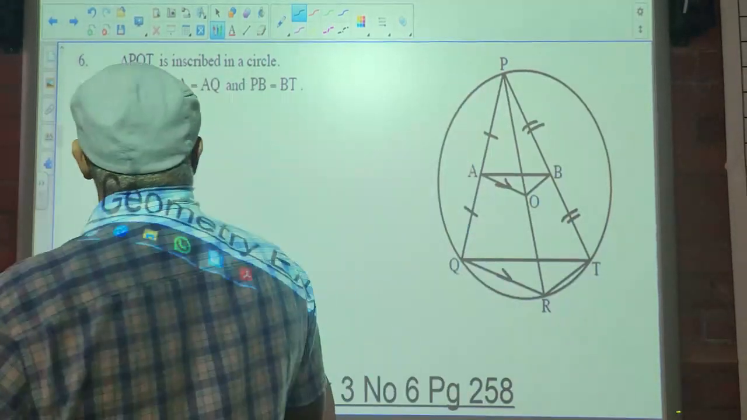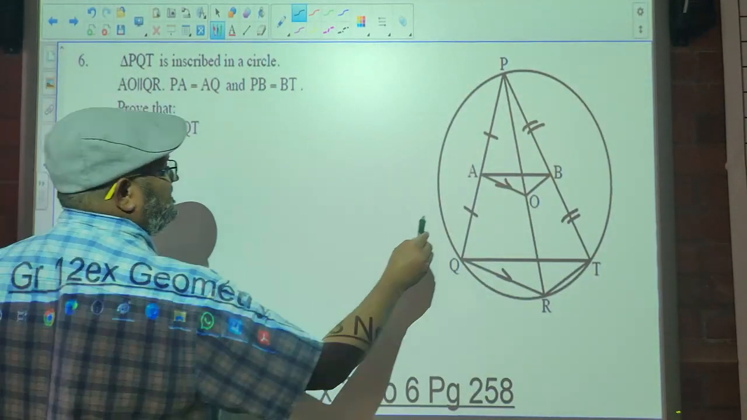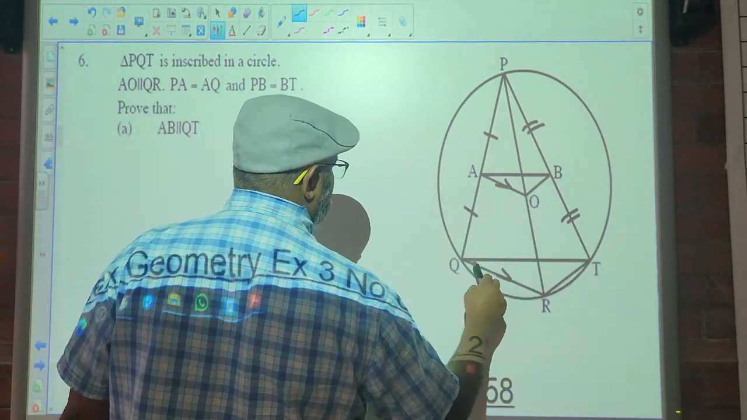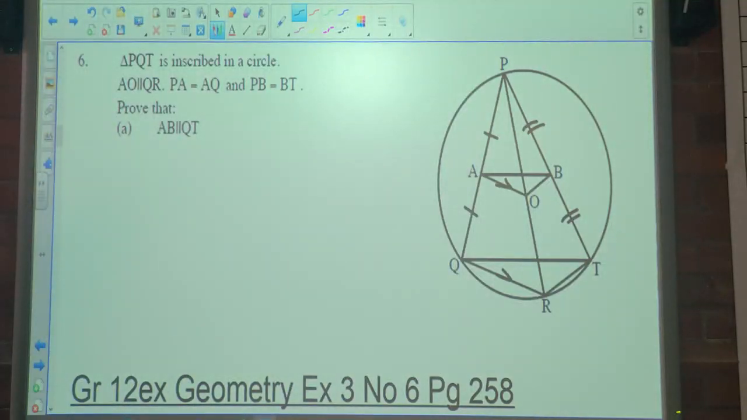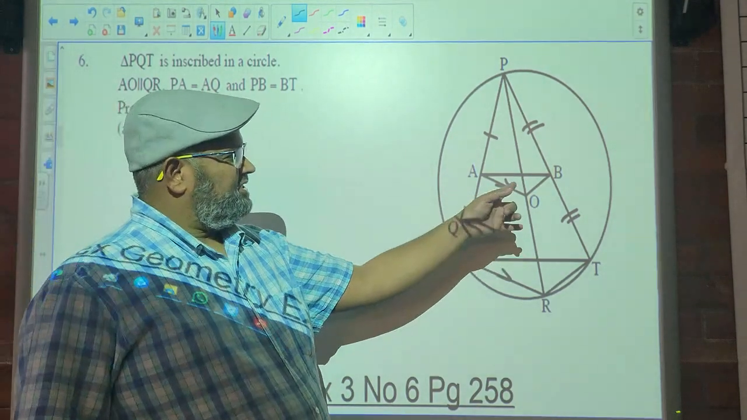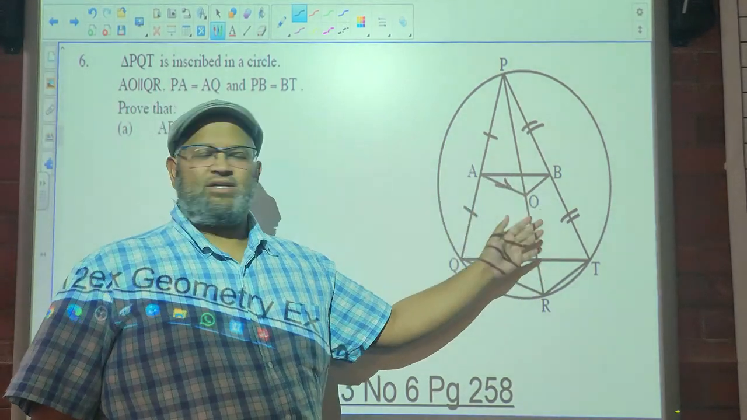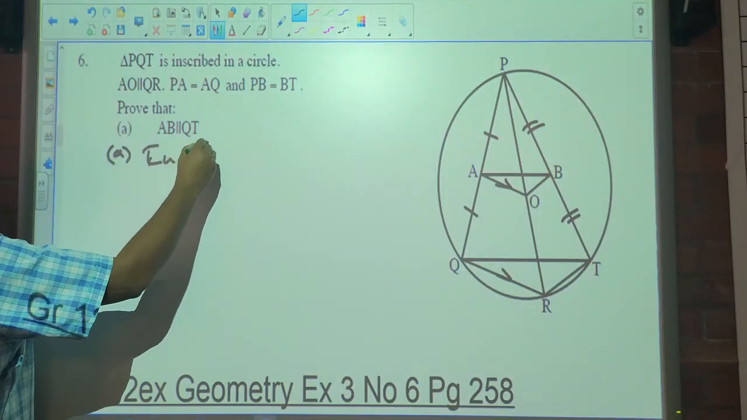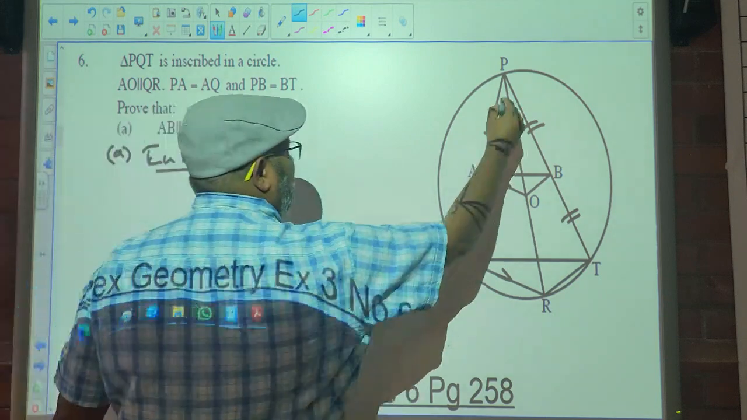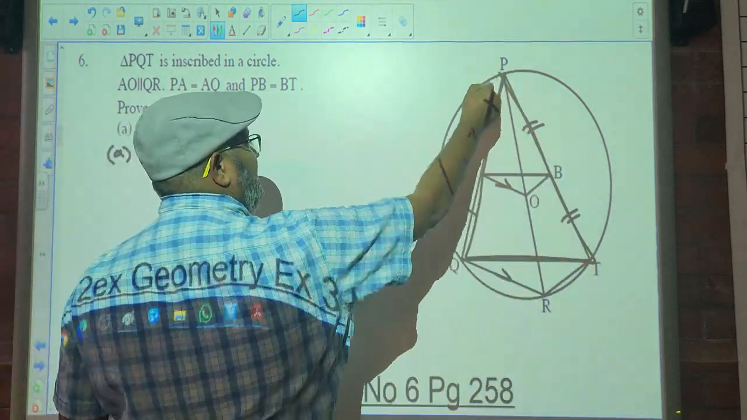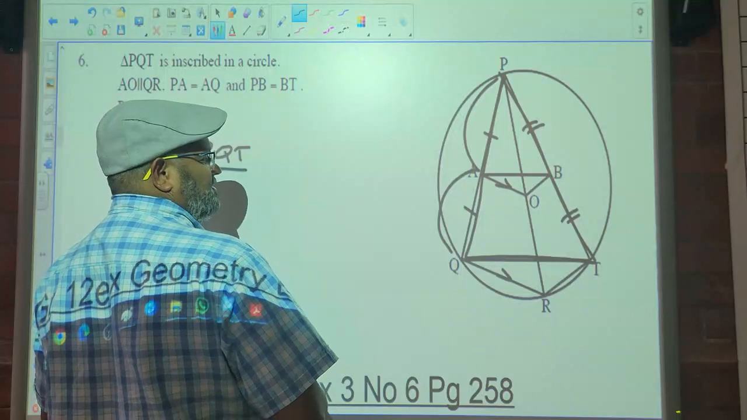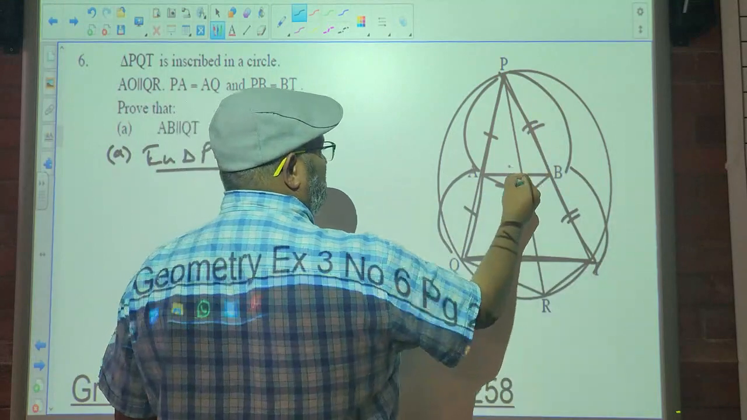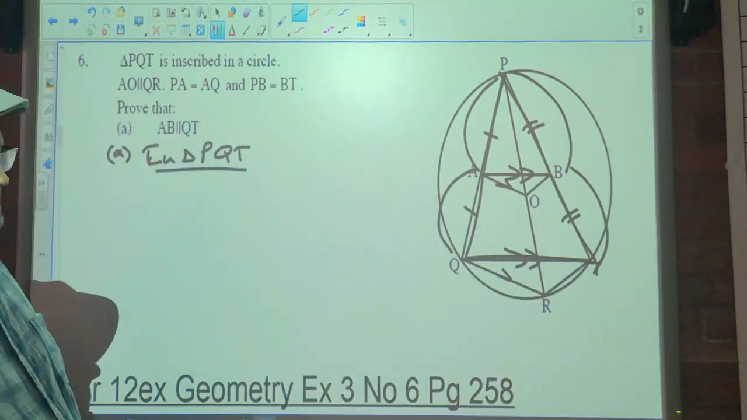Right. First question. Prove that AB is parallel to QT. Very simple. The midpoint theorem is shouting at us here. So we say A, in triangle PQT, what can we say in this big triangle? We can say that AP is equal to AQ. Why? Given. PB is equal to BT. Why? Given. Therefore, those lines have to be parallel. Why? Midpoint theorem.